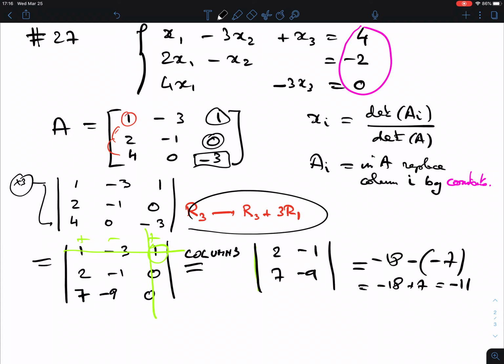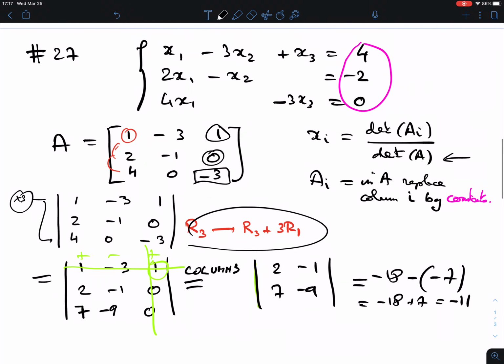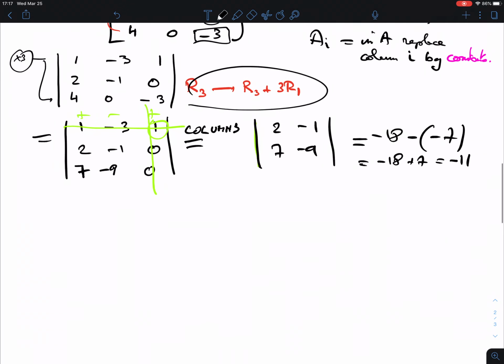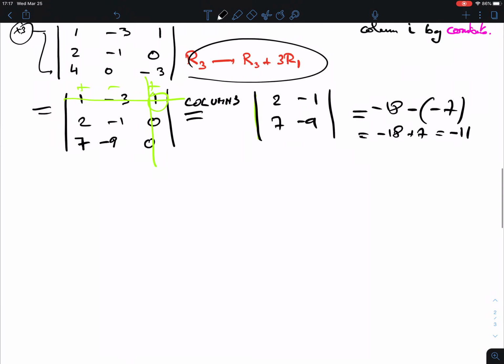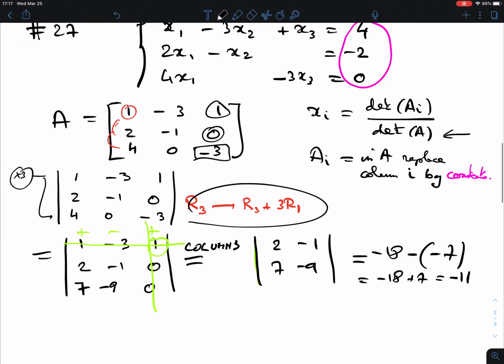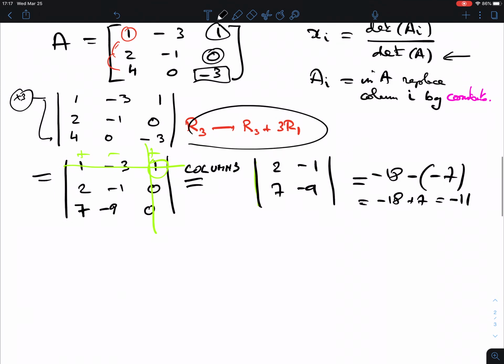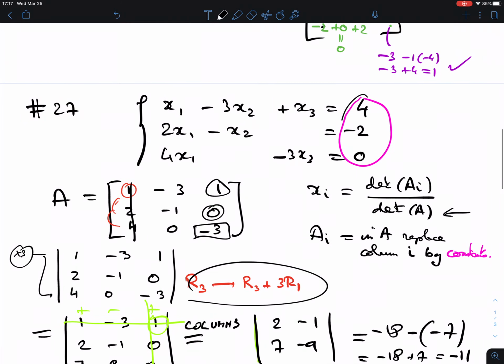Okay, so that's the determinant of A, which is non-zero. Otherwise, of course, this formula doesn't make sense if the determinant is 0. But that's not the case, so we're good. All right, so now I have to calculate A1. What is A1? Well, A1 is obtained by deleting this row and replacing it by the constants, by this row.